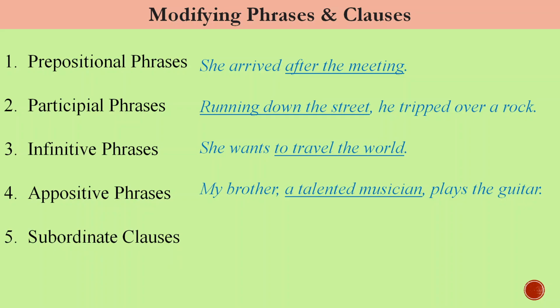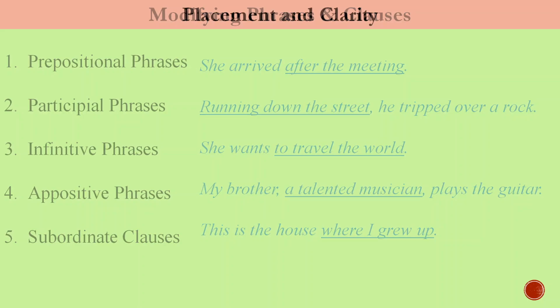And let's have an example of a subordinate clause acting as a modifier here. This is the house. Which house? Where I grew up. This where I grew up is a clause, a dependent clause, or let's say a subordinate clause, which modifies the house. So this subordinate clause is a modifier. So these are the examples of modifiers.